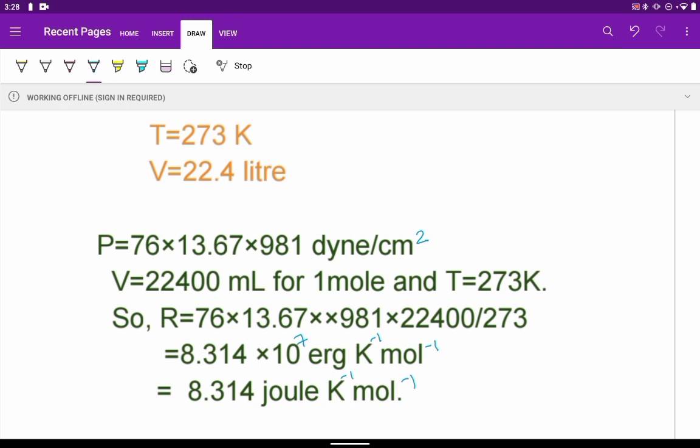If we put pressure in dyne per centimeter square, the value will be different. If we take pressure in atmospheres and volume in liter, and temperature in Kelvin, temperature is in Kelvin in both the cases, but in the previous case pressure was in dyne per centimeter square, so the value is different.